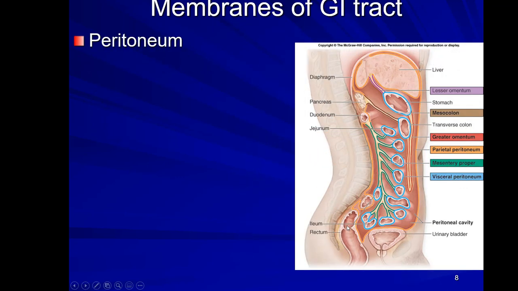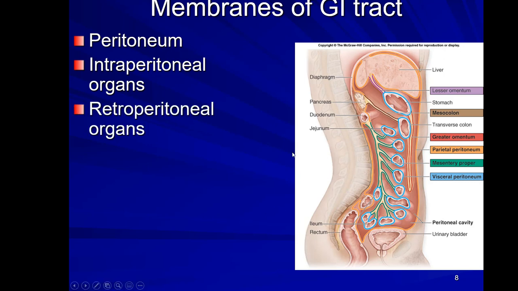All right, there's lots of membranes associated with the GI tract. We have the peritoneum, which is a serous membrane that surrounds a lot of the organs in the abdominal pelvic cavity. Some organs are within that peritoneum, some are behind it. So intraperitoneal organs are organs that are within the peritoneum. Retroperitoneal organs are found behind the peritoneum. But remember, the peritoneum is just the serous membrane.